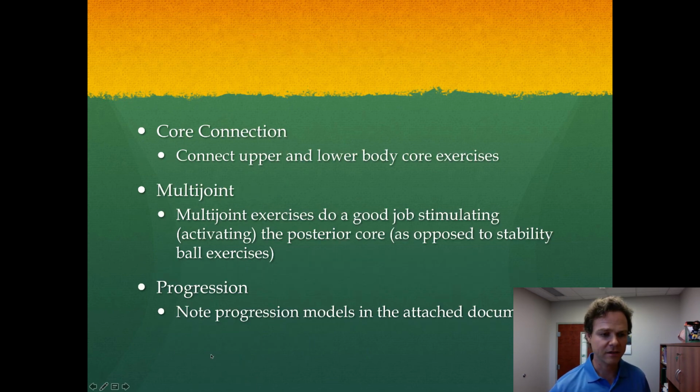And it looks like that's, no, here we go. Core connection. The upper and lower body core exercises making them work together. Multi-joint. This is why the multi-joint exercises are recommended, because that's going to work the core a lot more, and especially the posterior core. Progression. The progression models are attached. I'm not going to ask any specific questions on that, and that's it.